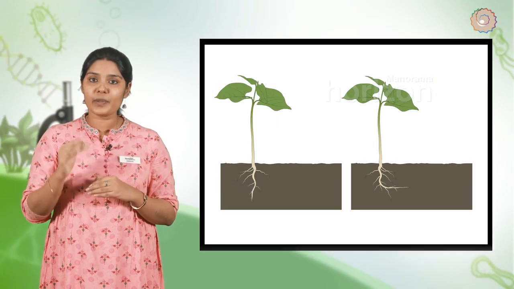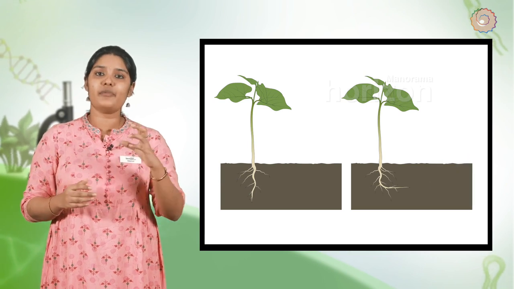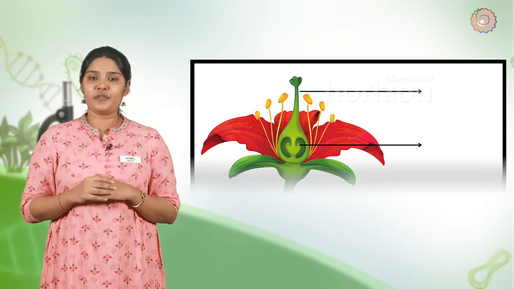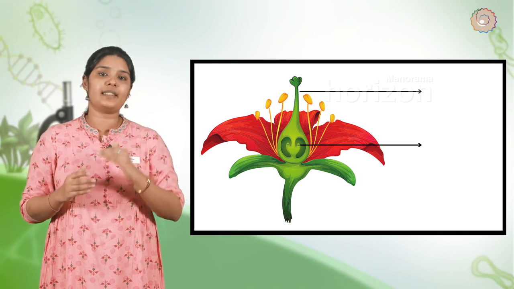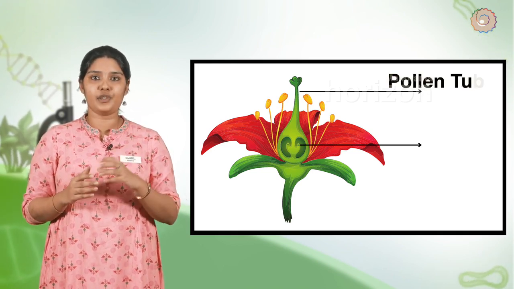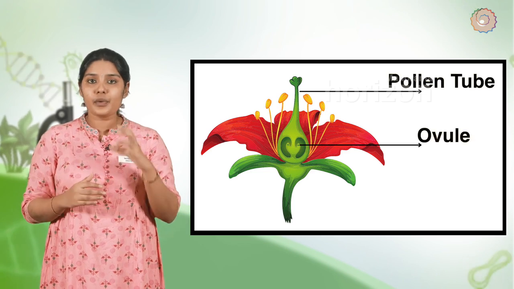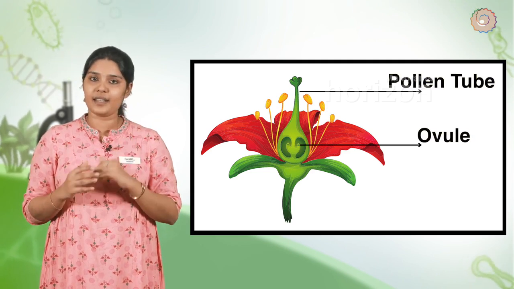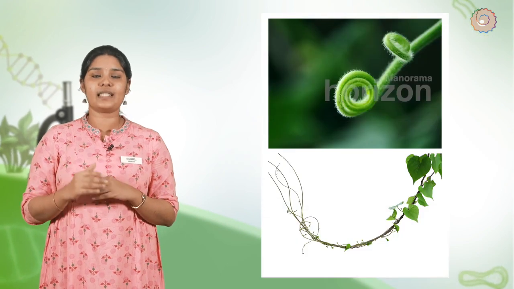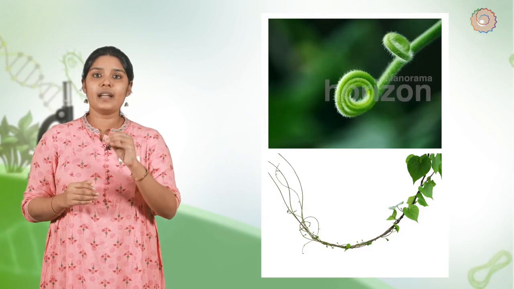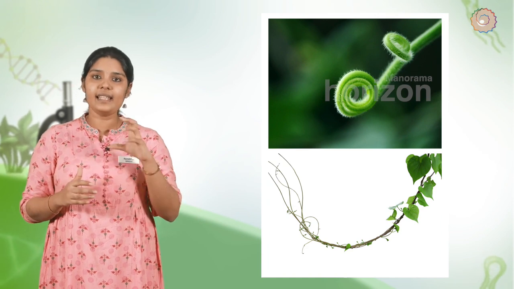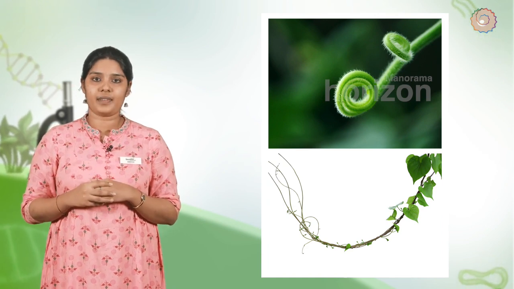Hydrotropism. It is the movement of plant roots towards the water source. Chemotropism. It is the movement of plants in response to a chemical stimulus. A classic example is the growth of the pollen tube towards the ovule during the process of fertilization in a flower. Thigmotropism. It is the directional movement in plants in response to touch stimulus. Tendrils of plants climb around any support which they touch.